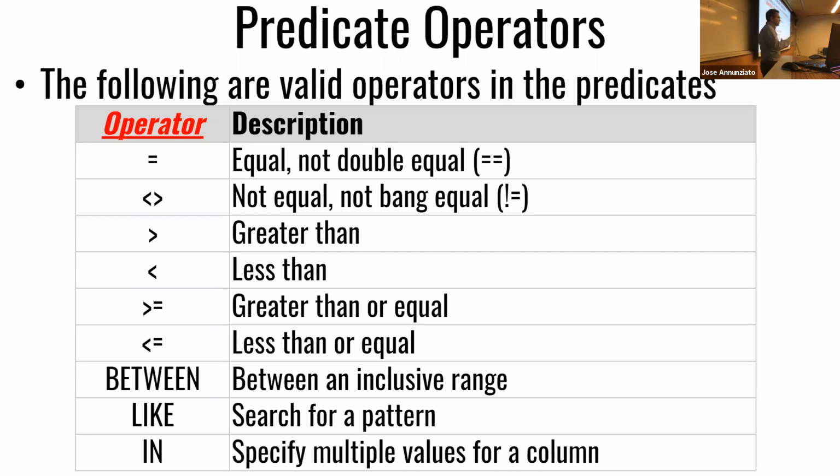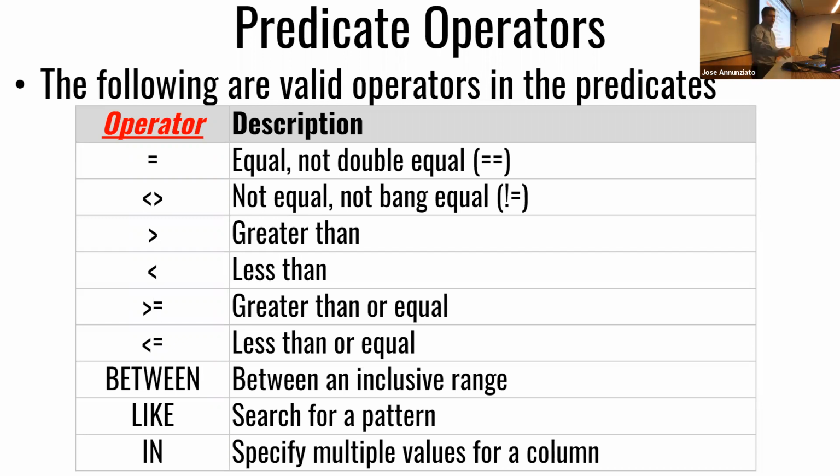BETWEEN allows you to do range comparisons, if it's between some minimum value and some maximum value, inclusive. LIKE allows you to do regular expressions with strings that meet a pattern. And IN allows you to do comparisons on scalar values, where you provide certain values that it will compare against, and whatever meets that criteria will be selected.